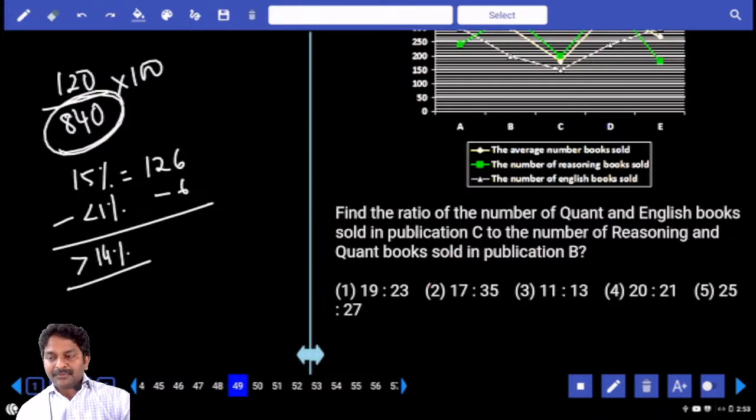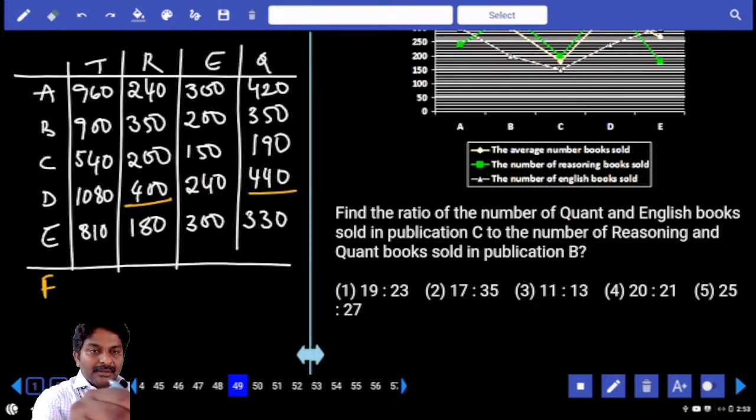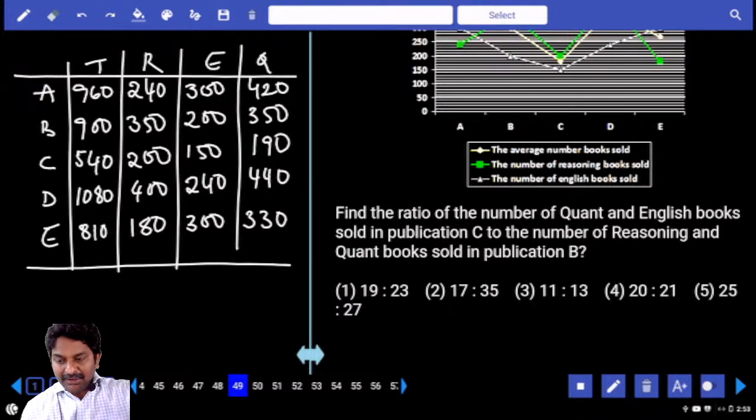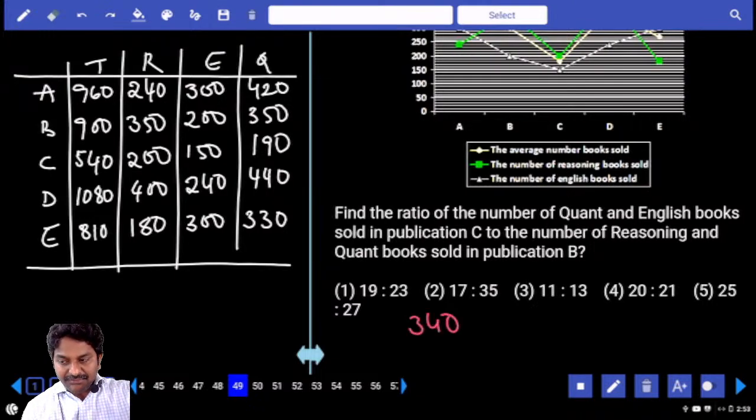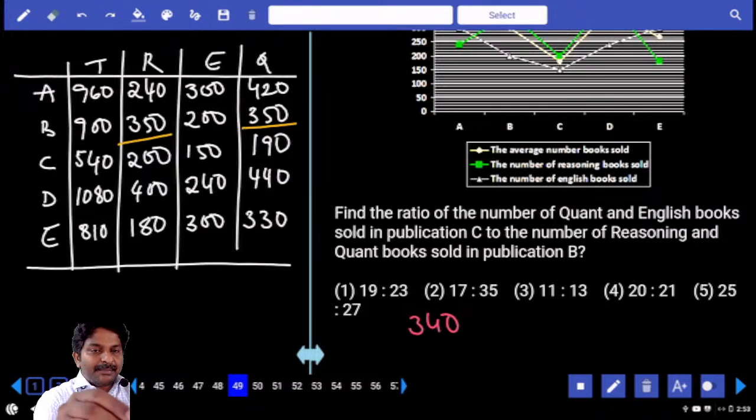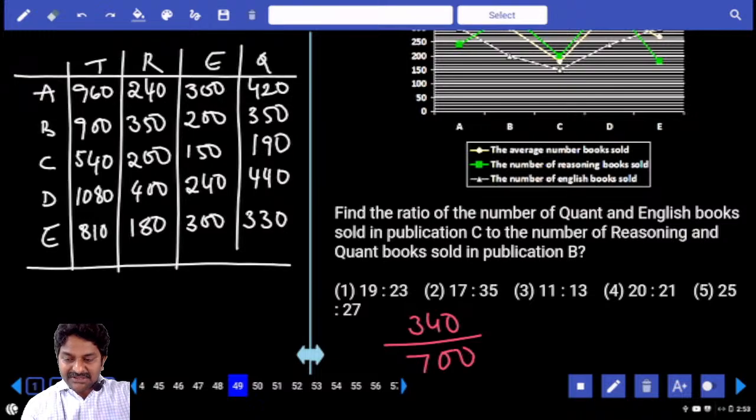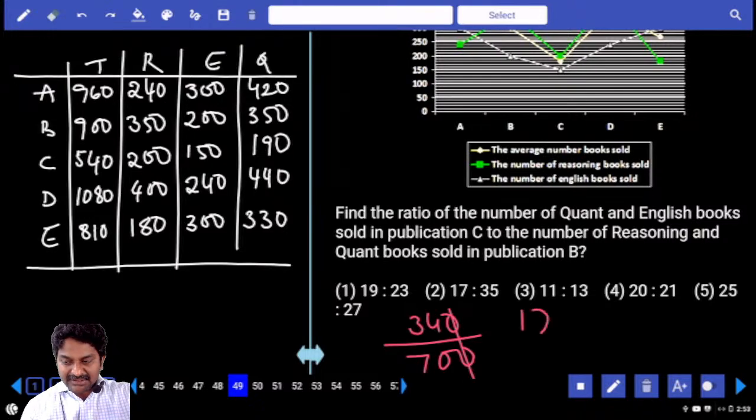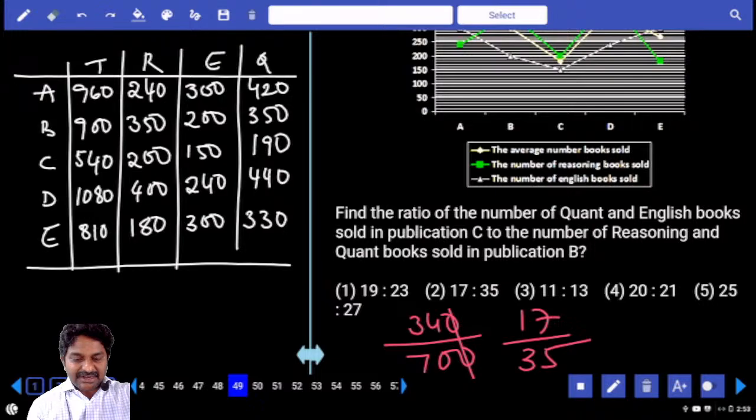Find the ratio of number of quant and English books sold in publication C. Publication C, quant and then English, both together. How much is that? 340. Ratio between 340 and reasoning and quant books sold by B. 350, 350, which is 700. We were asked to calculate the ratio between both the numbers. 17/35. Second option.